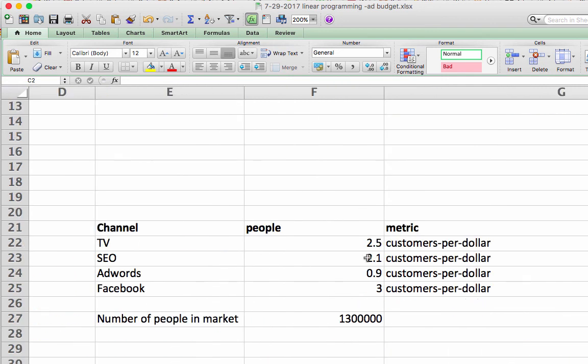So that's a linear programming problem. We've got a goal to minimize or maximize. We've got decisions to make, and we have constraints. In the next video, I'll show you how to actually go about solving this in Microsoft Excel. You can also do this in LibreOffice.